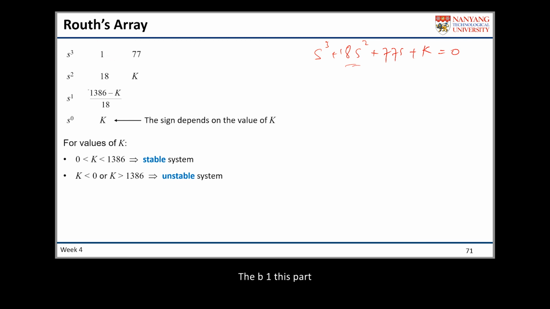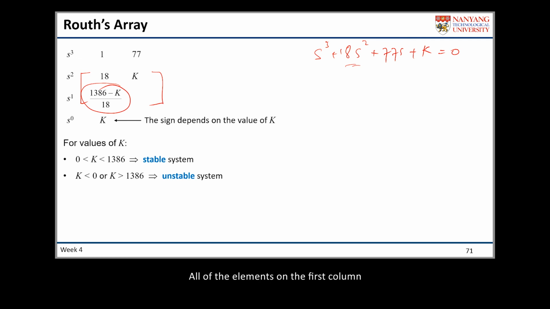Now I complete this Routh array in terms of k. The B1, this part, will be equal to the negative determinant divided by the last element of the first column, which is 18. So I will get this number in terms of k. And then on the last row, I will just have to refer to this array again, 18k and 1386 minus k over 18, negative determinant of that matrix divided by the last element of the first column. I will get k.